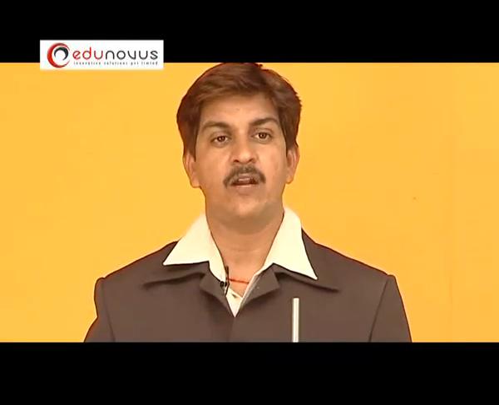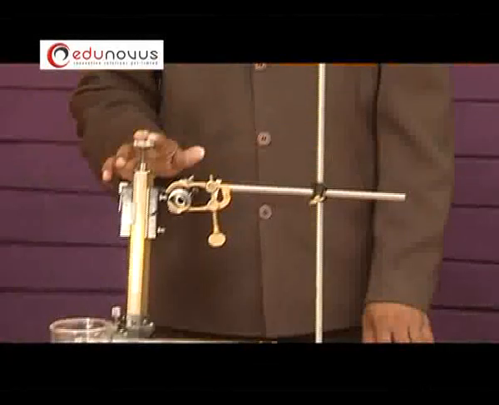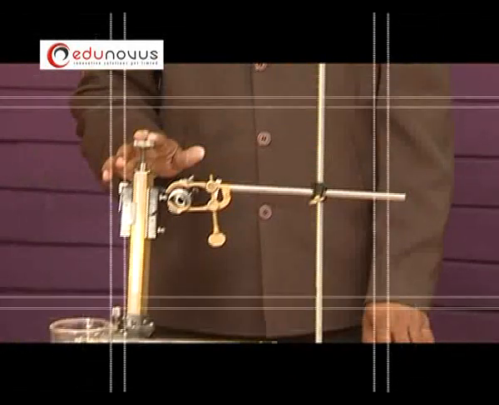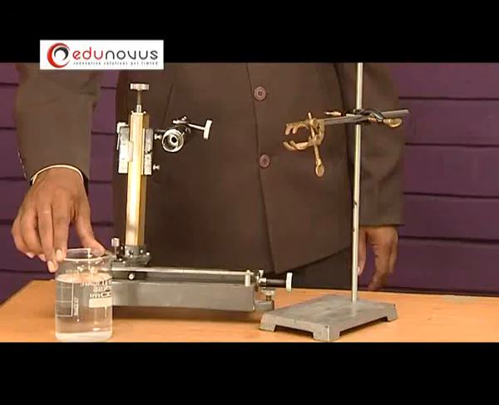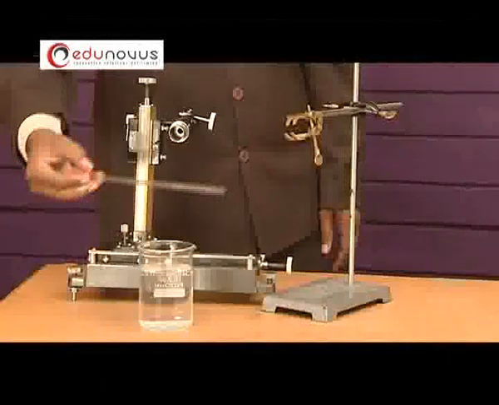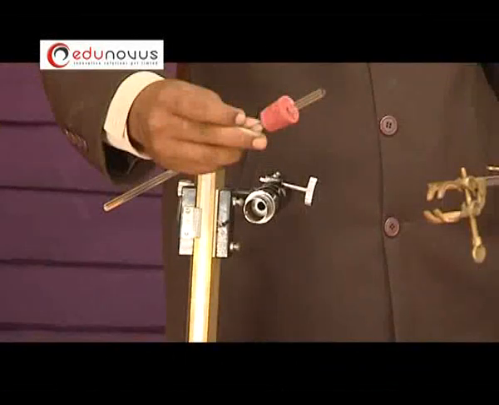The apparatus we are going to use in this experiment is a travelling microscope, a retort stand, water in a beaker, a capillary tube and a rubber cork.